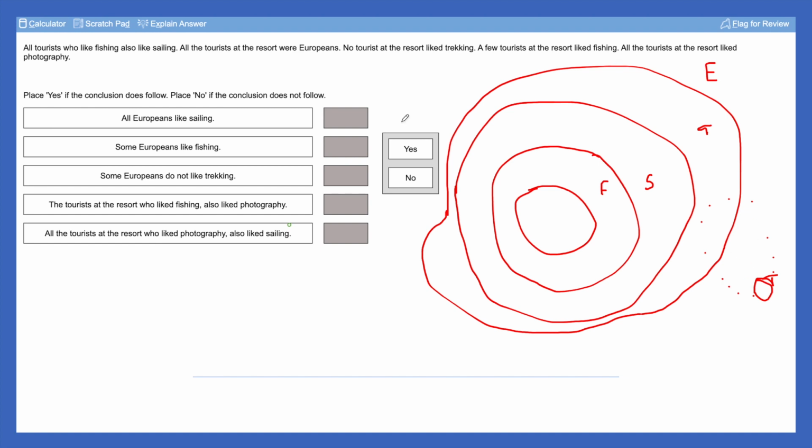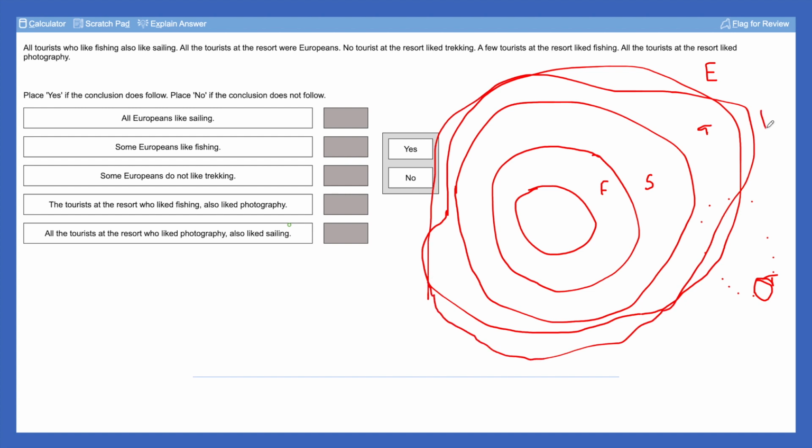All tourists at the resort like photography. So again, in terms of that, we know that it's going to be outside the tourist circle because all the tourists are inside that. We don't know if it's going to be inside Europeans or outside Europeans, if only Europeans like photography, or if more people than Europeans like photography. So again, I'm going to just draw it out here. Again, it's not something that we know, so I'm just going to draw it like that, just to symbolize we don't know whether it's right or not. But we definitely know it's outside tourists. So that's photography.